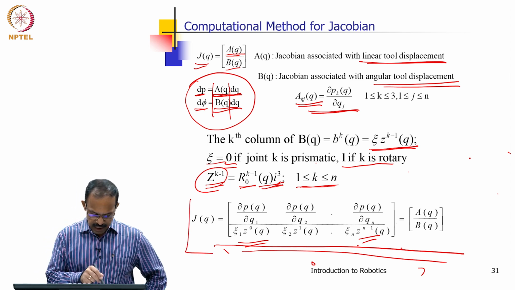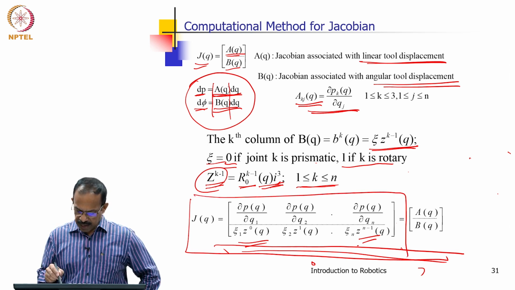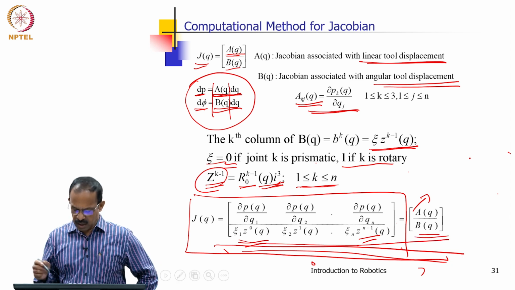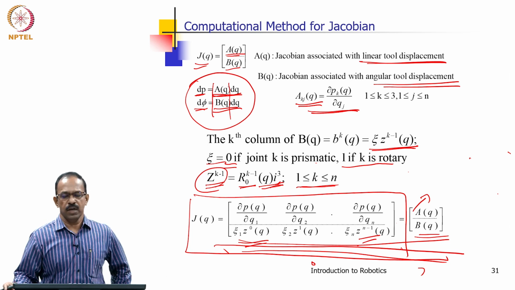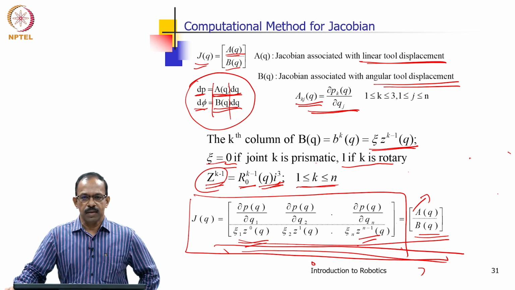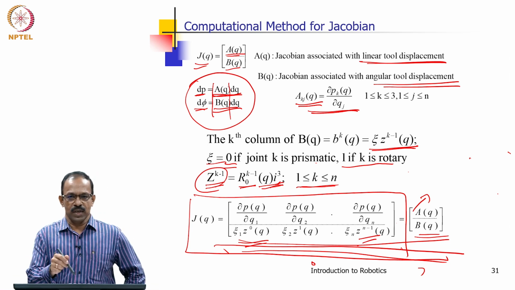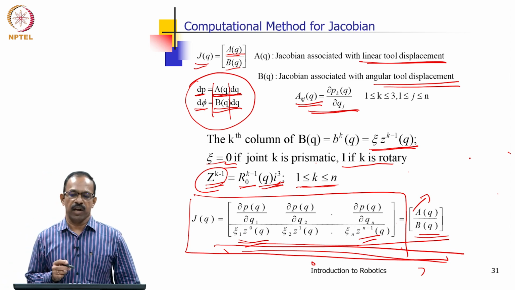So, you will get Jq like this. The top part is the linear velocity part, and the bottom one is the angular velocity part Bq. This is the way we get the complete Jacobian matrix. In the previous examples we did not consider this. Now we are considering the full Jacobian matrix for both linear and angular velocity.